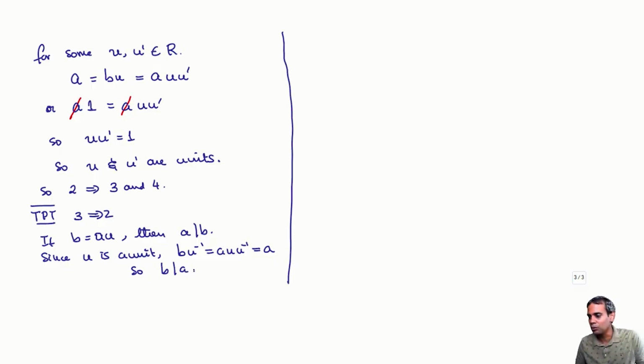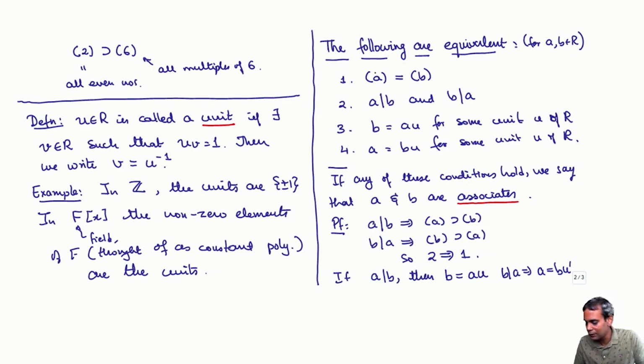So this completes the proof of the equivalence of these 4 conditions, and these are 4 different characterizations of associates. So what this answers is, when do 2 different elements generate the same principal ideal? Two different elements generate the same principal ideal if and only if they are, by definition, associates. And this means that they each can be obtained from the other by multiplication by a unit, or each of these elements of R divides the other.